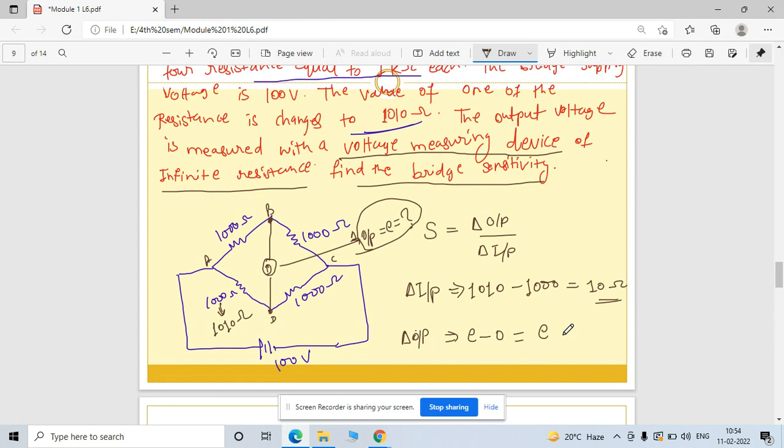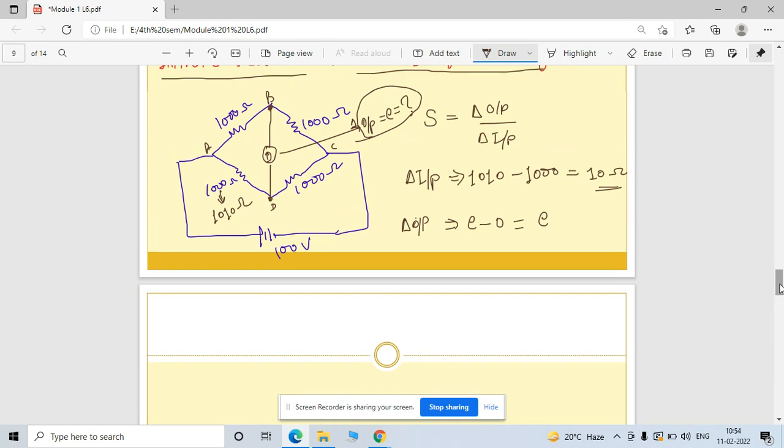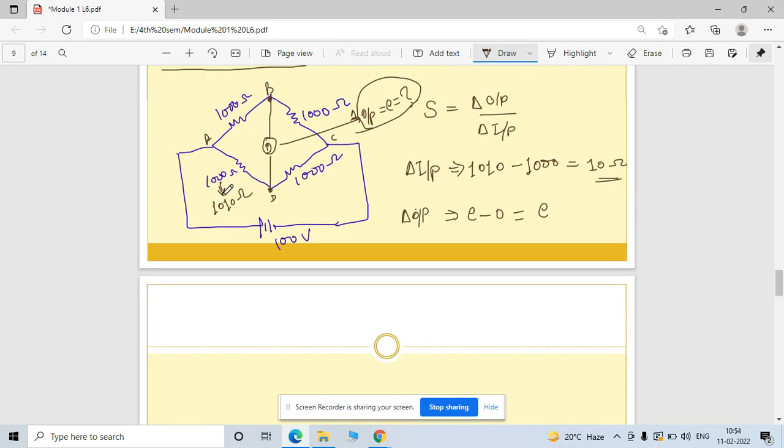I consider this one as the variable; you can also use another variable. So this is your change in output. Now, how to find out this E? The circuit is simple. Now this 1000 ohm becomes 1010 ohm. So here you need to find out the potential between these 2 points. Let E be VB minus VD.